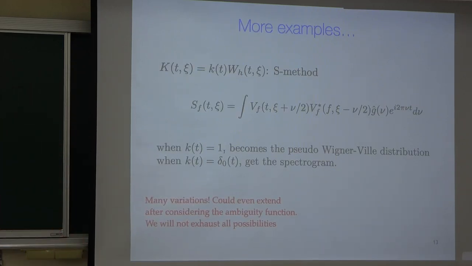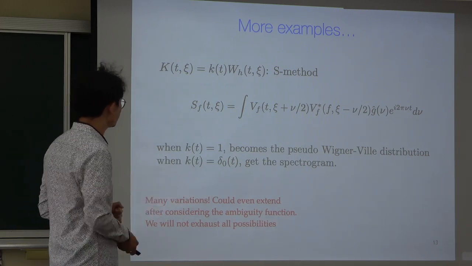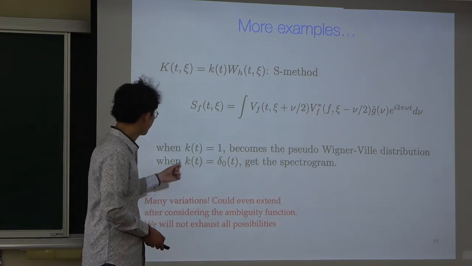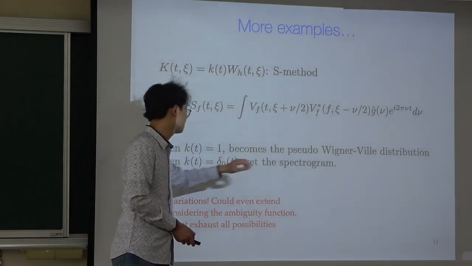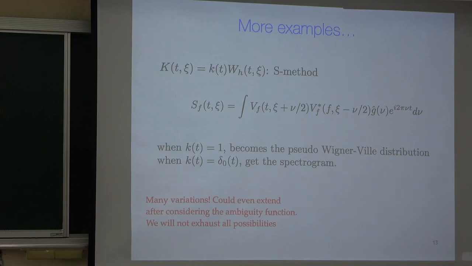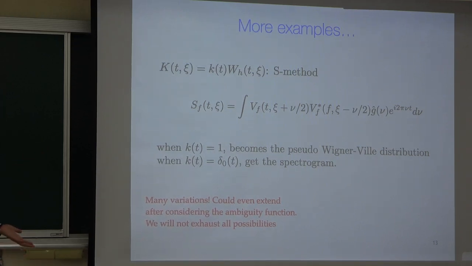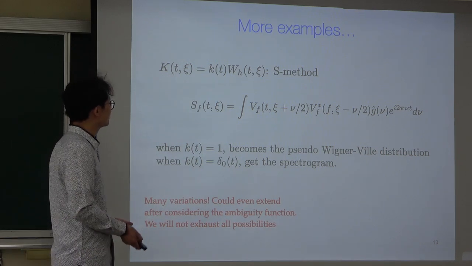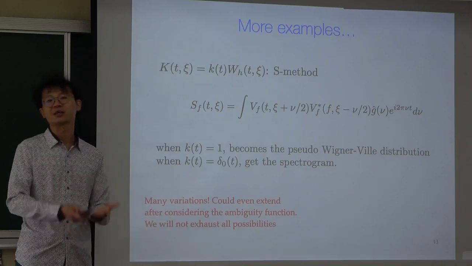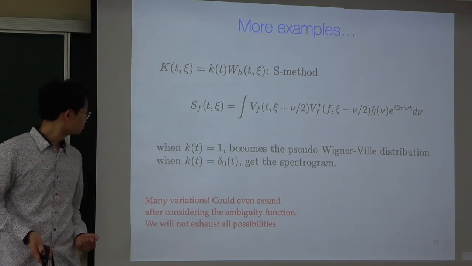So you can consider more examples. There are actually several variations. For example, when K is 1, it's called the pseudo-Wigner-Ville distribution. When K is delta, you get the spectrogram, and so on. So there are many variations. Well, it's impossible to summarize everything, but in the textbook there is a huge table you can find, and it contains almost everything.